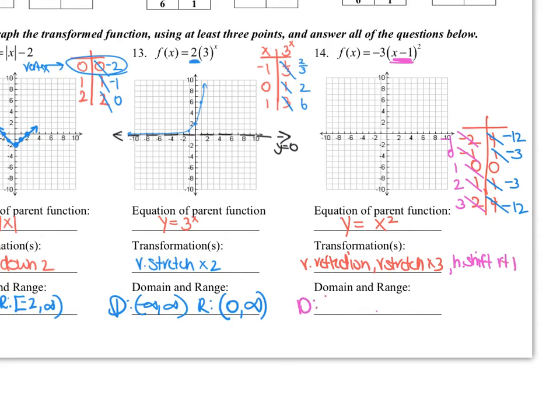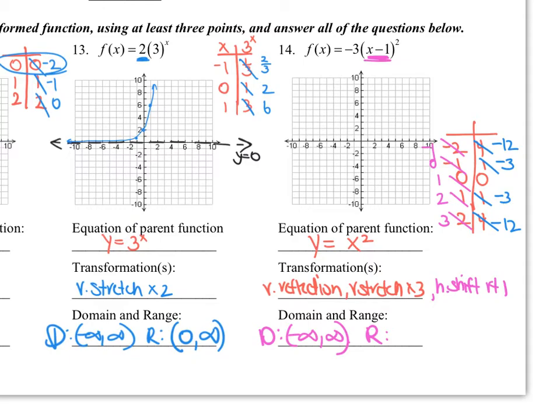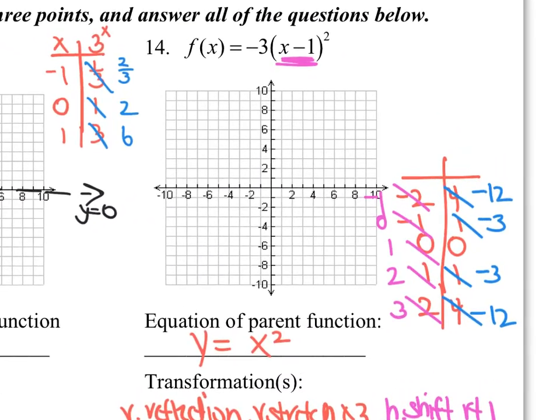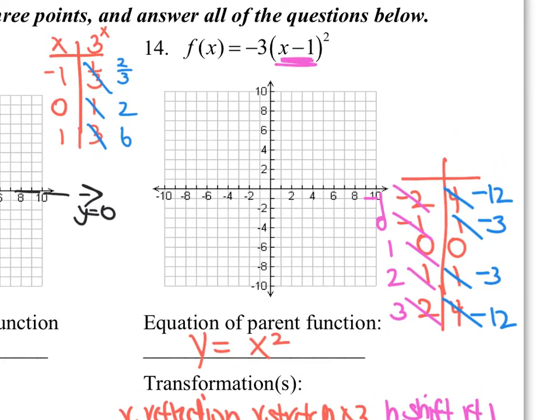Domain of a quadratic is always all real numbers, negative infinity to positive infinity. Our range, we want to take a look at our vertex. So let's go ahead and plot this. So our vertex was originally 0, 0, and now it's 1, 0 because of the shift to the right. And then we have 2, negative 3, and we have 0, negative 3.